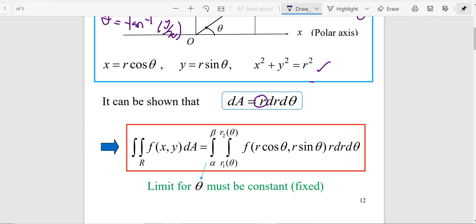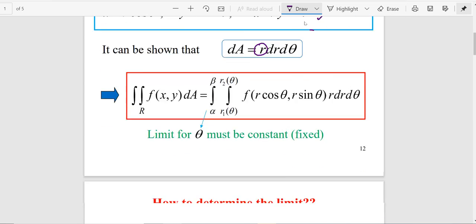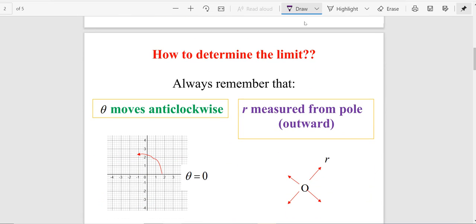Whenever you have a circular type shape, it will be easier to solve using polar coordinates instead of Cartesian coordinates. You can also solve a circular type question using Cartesian coordinates, but it will be a little bit harder compared to solving using polar coordinates. So how do we determine the limits? You should always remember two things.